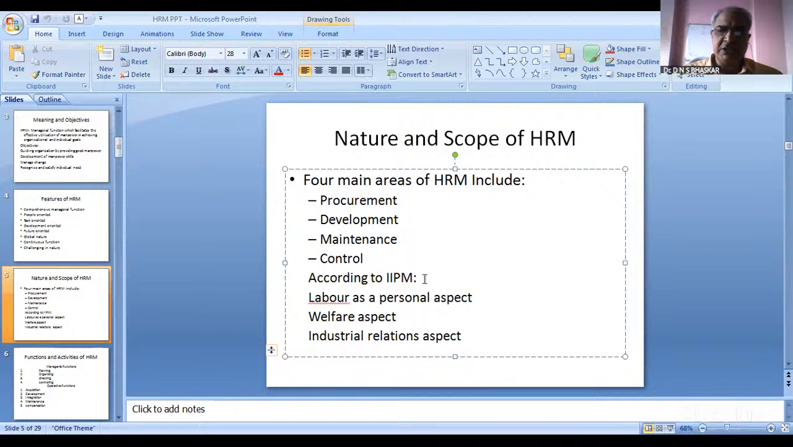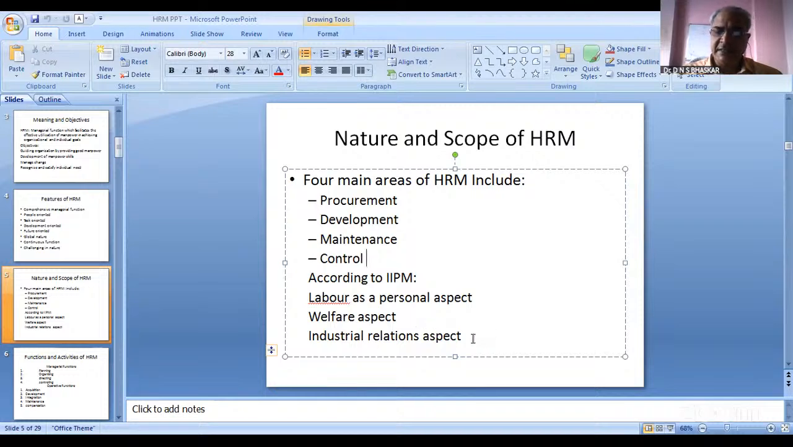According to the Indian Institute of Personnel Management, it is basically labor as a personal aspect. Human resources management is connected with the personal aspects of individuals. What an individual needs, what various facilities he requires, what type of compensation packages he may expect. It totally revolves around labor management, and so on. Next, coming to the welfare aspect, how better you can provide welfare to the employees is also important.